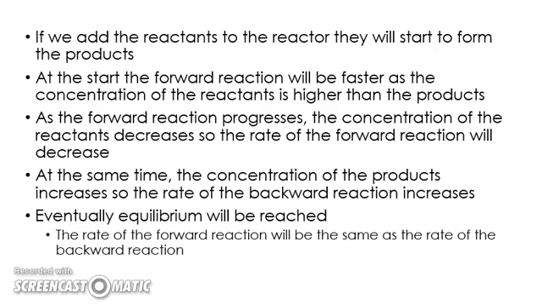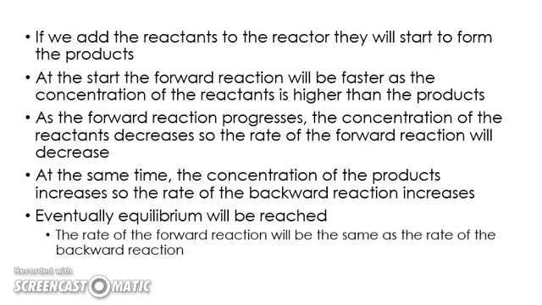As the forward reaction progresses, the concentration of the reactants is going to decrease because they've been used up to make the products. And that means the rate of the forward reaction is going to decrease. However, at the same time, because the concentration of the products is increasing because more of them are being made, then the rate of the backward reaction is going to increase. And eventually you'll get to a situation we describe as equilibrium. And at equilibrium, the rate of the forward reaction is going to be the same as the rate of the backward reaction. And once that's happened, then the rate stays constant.